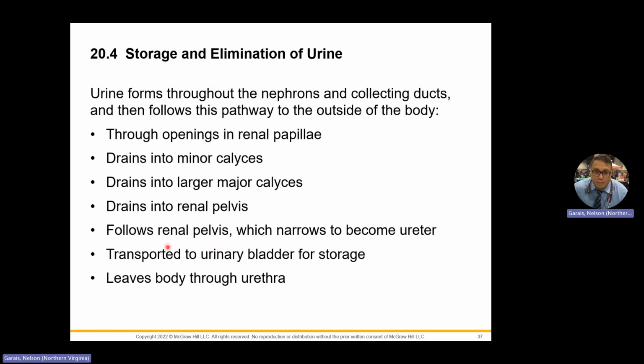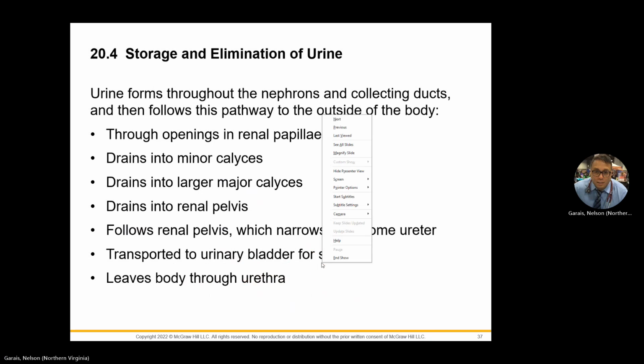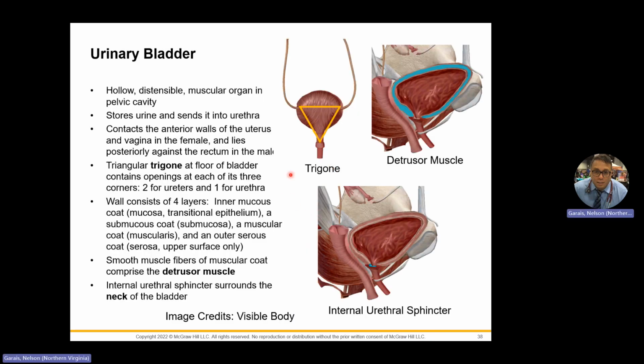Storage and elimination of urine, of course, all of these things here: minor calyces, major calyces, renal pelvis. These are funnels in the medullary area, or the middle area of your kidney, that help you move the urine through the hilum and into your ureter. From the ureter it goes to temporary storage, your urinary bladder, and then out of the urinary bladder through your urethra. Your urinary bladder, you can see, is even shaped like a funnel, and that's why they call it a trigone.